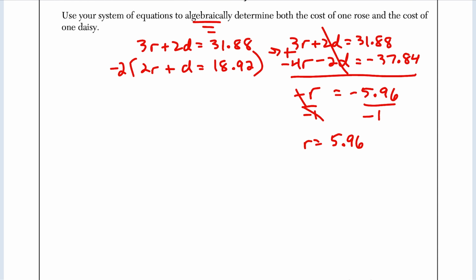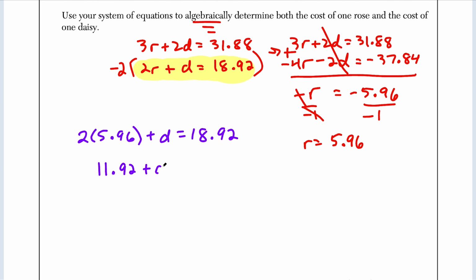So now we could take the value for R here, and we could plug it into any of these equations, but I think it's going to be easiest to plug it into this one because the numbers are the smallest here. So we have 2 times R is 5.96, we have 5.96 going here, plus D equals 18.92. So 2 times 5.96 is going to give us 11.92. So we have 11.92 plus D equals 18.92.